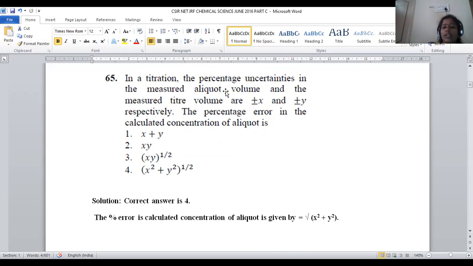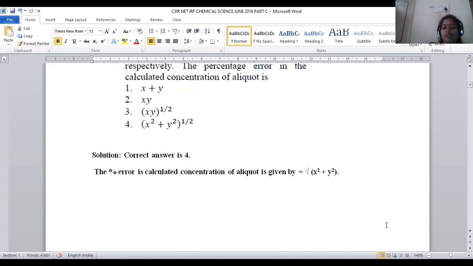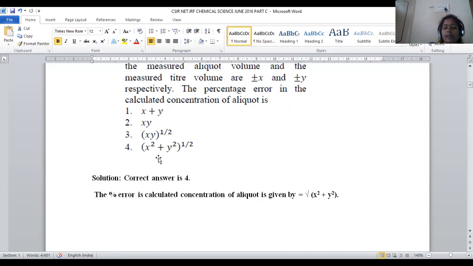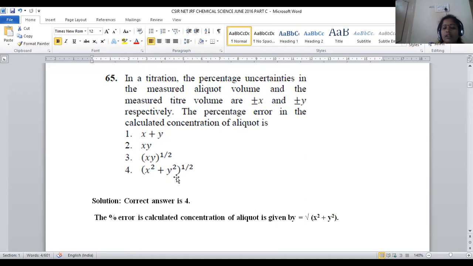Okay, so aliquot liquid is nothing but any liquid which is in an exact measured quantity. For that purpose, the percentage error can be calculated by taking the formula root x square plus y square. That can be denoted as x square plus y square whole to the power half, right? So here the root can be indicated with whole to the power half also.